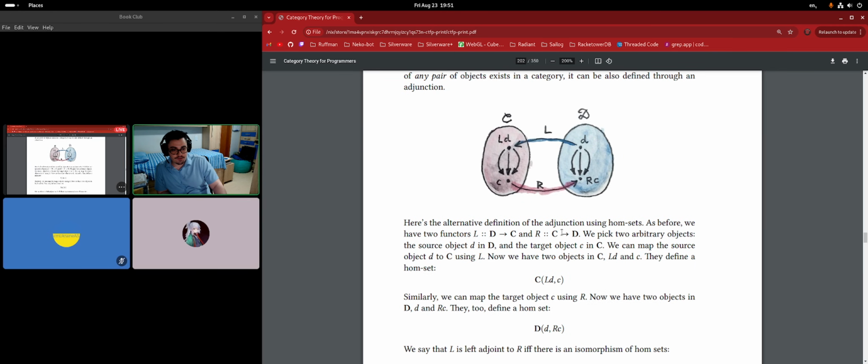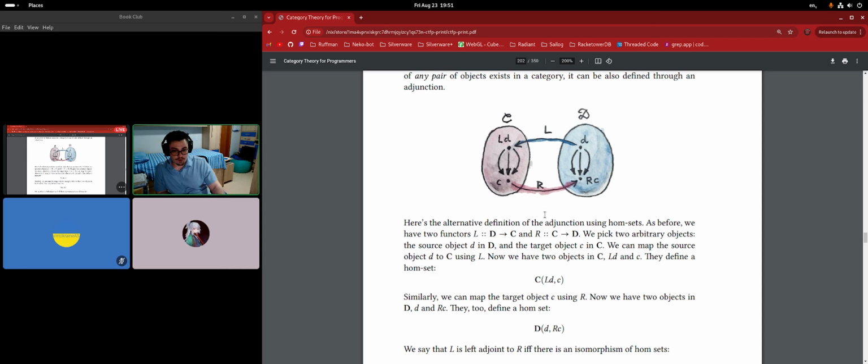So here's the alternative definition. We have two functors, L from D to C and R from C to D. No problem. We can pick two arbitrary objects, the source object D in D and the target object C in C. No problem at all. We can map the source object D using L.